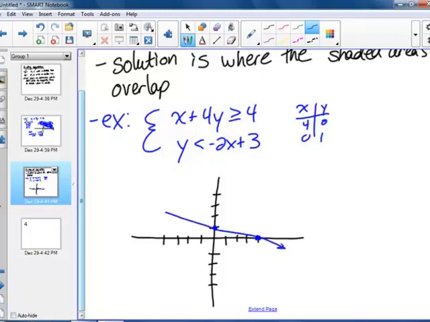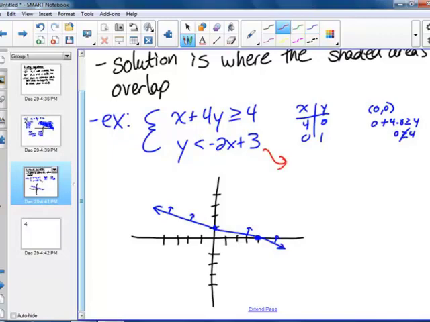Now if I want to test (0, 0): is 0 + 4 times 0 greater than or equal to 4? Is 0 greater than or equal to 4? No. So I should be going above. I'm not going to shade it, I'm just going to put little arrows showing I'm going above. So then when I figure out where this overlap is, I know how to do that.